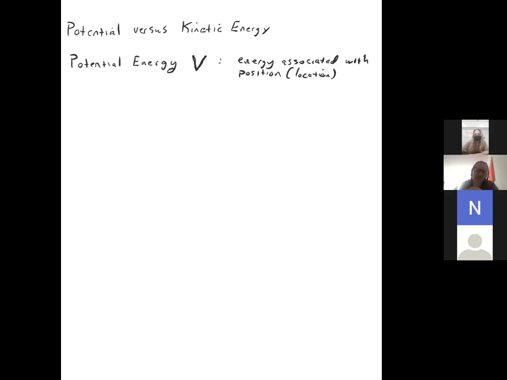So for example, the moon has a position relative to the Earth, and there's energy in that relationship due to gravity, right? Gravity is the actual cause of the energy, but there's a relationship between the moon and the Earth based on the position of the moon. And that energy that's based on the position is called potential energy.